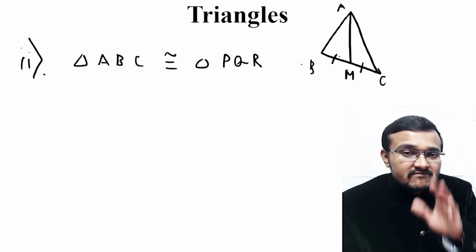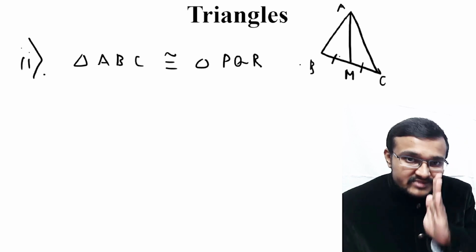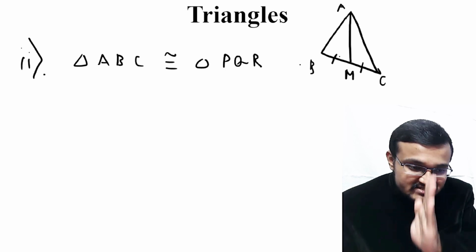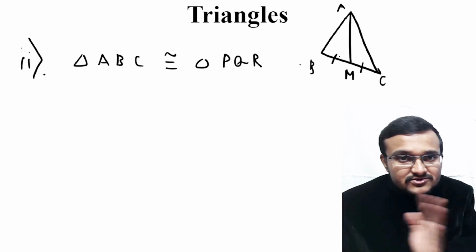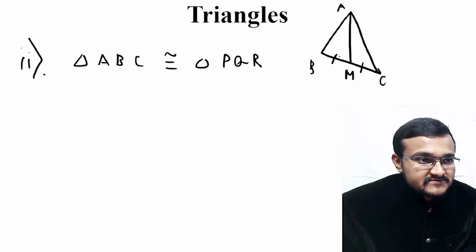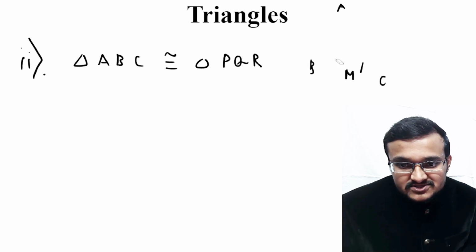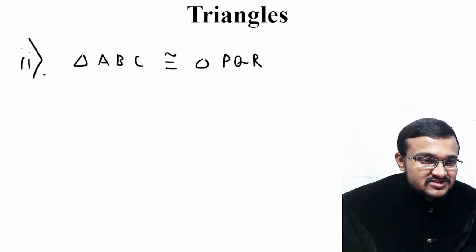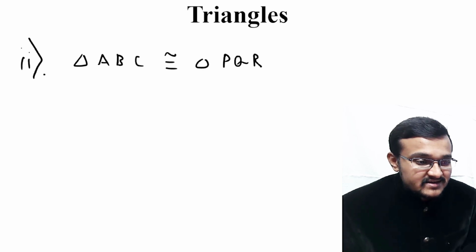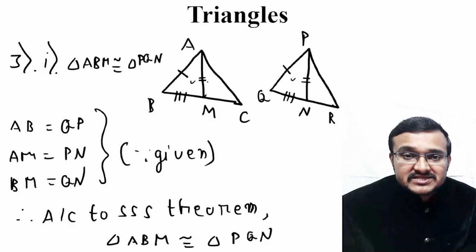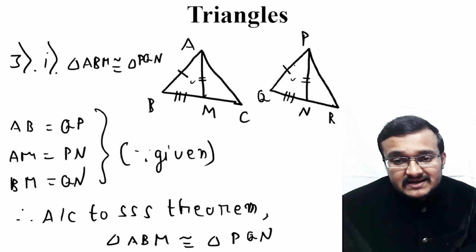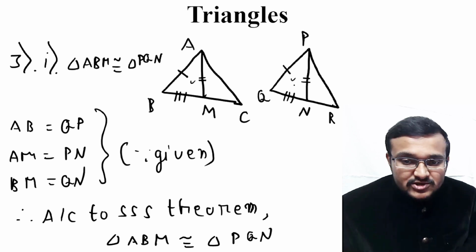So remember, whenever there is a word called median in a triangle, then that median exactly bisects the base of the triangle into equal halves. So that is one concept which you have to remember. So based on this particular data, here they have told that AM is the median of triangle ABC and PN is the median of triangle PQR.